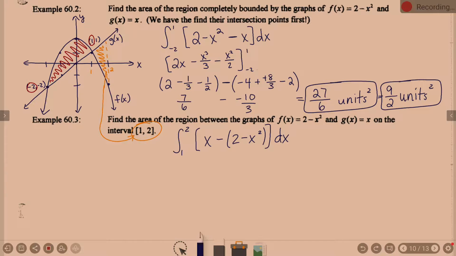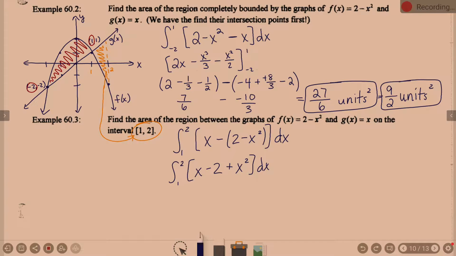If you want, I'm going to rewrite it real quick. The integral from 1 to 2 of x minus (2 minus x squared) dx. Does that work? And I think we're integrating some of the same stuff we've been integrating all period. There's good and bad to that, right?